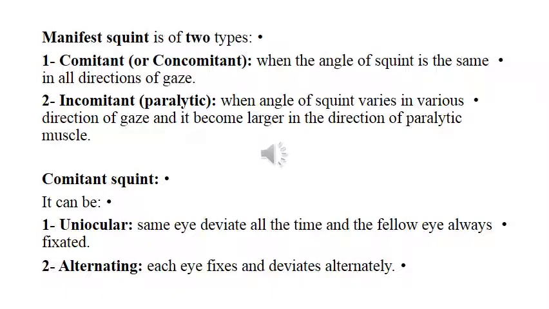These are both terminologies. We use them with manifest squint. We cannot use them with latent squint, because in latent squint there is practically no squint. Only when the patient covers one eye does the squint manifest. So it's a type of latent weakness, latent squint. While in manifest squint, there is a squint that we all can see. Okay?